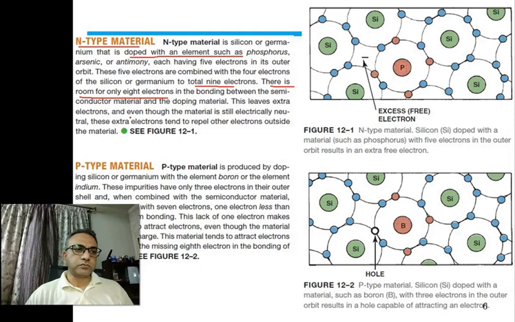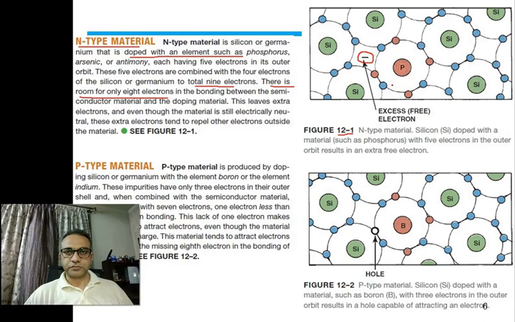Now, this extra electron is the reason why such material is called an n-type material. So, in this diagram 12.1, we see silicon atom, silicon atom, silicon, and silicon, and we see one phosphorus atom. Out of the 5 phosphorus atom electrons, 4 have created covalent bonding with adjacent silicon atoms, and 1 electron is now available in excess.